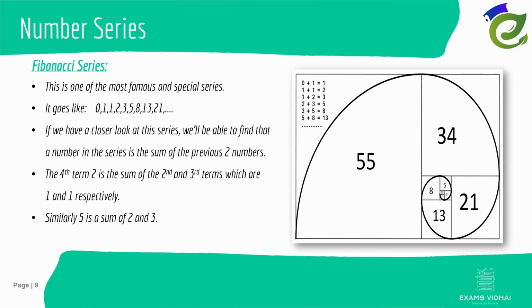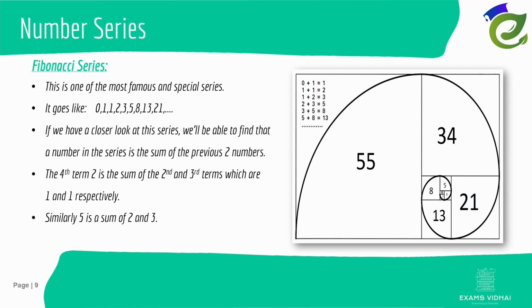It is one of the most famous and special series. It goes like 0, 1, 1, 2, 3, 5, 8, 13, 21 and so on. So what is so observable here? We see that every next number is sum of its previous two numbers. That is, if we have a closer look at this series, we'll be able to find that a number in the series is the sum of the previous two numbers.